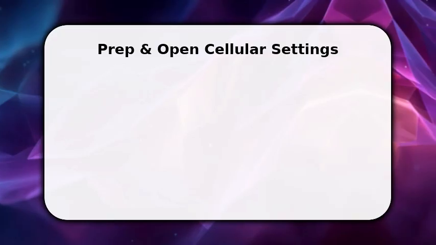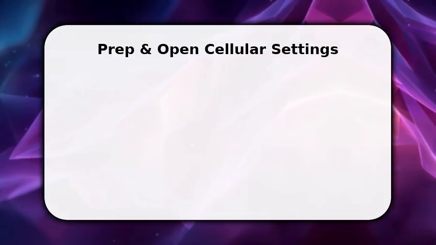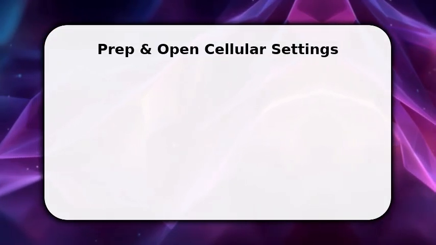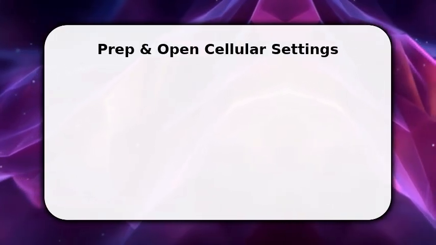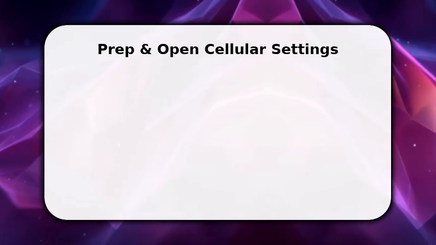Once there, scan the list of plans shown under Cellular Plans. Make sure you identify the eSIM label for the cellular plan you want removed. Carrier name and plan details help avoid deleting the wrong one.